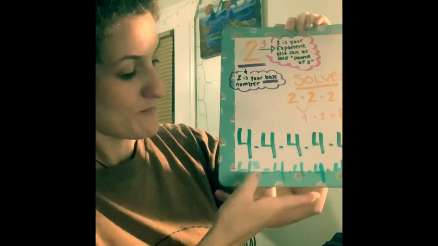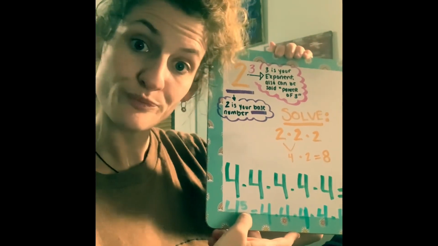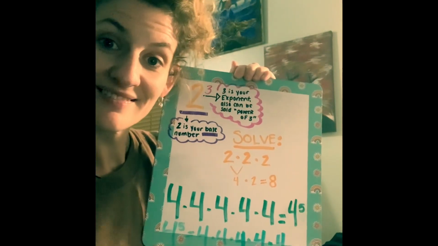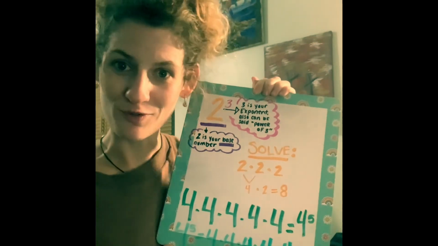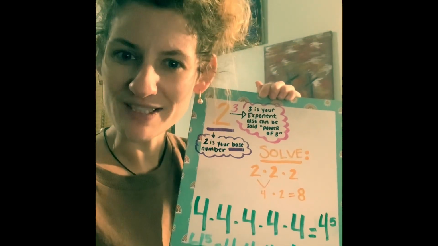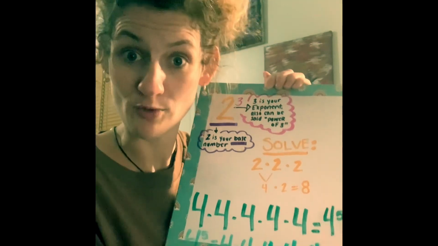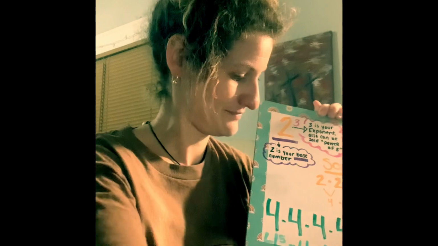So if we've got 4 to the power of 5, it's going to be 4 times 4 times 4 times 4 times 4. See how much easier it is to use an exponent than saying 4 times 4 times 4 times 4 times 4? 4 to the power of 5. So let's do the math, shall we?